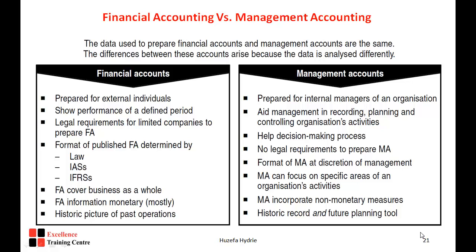Financial accounting information is monetary mostly. Management accounting incorporates non-monetary measures. What is the difference between monetary and non-monetary? Or you can say financial and non-financial data. Financial accounts would have financial data, meaning numbers which can be quantified. But management accounts will also have non-financial data.